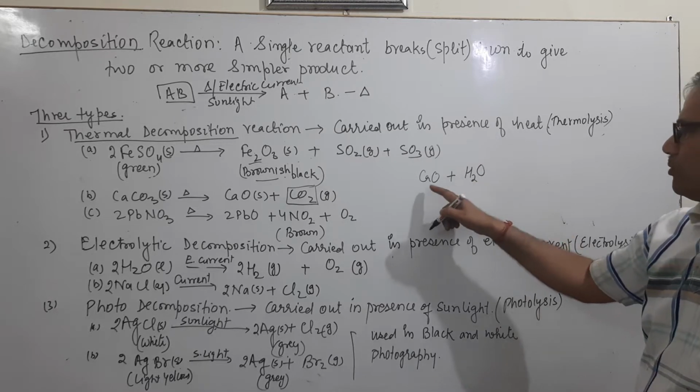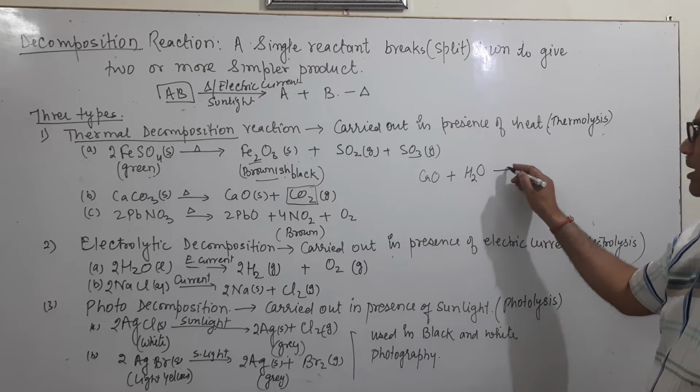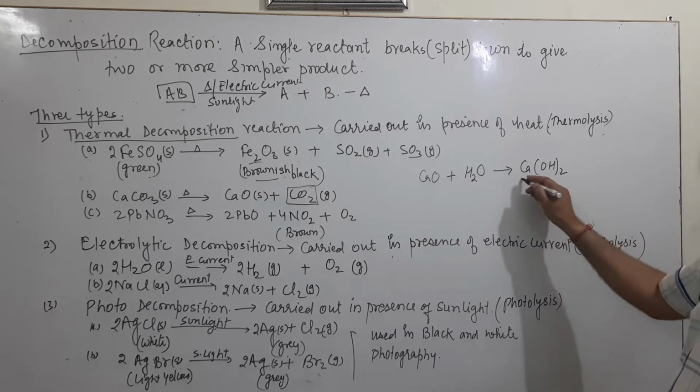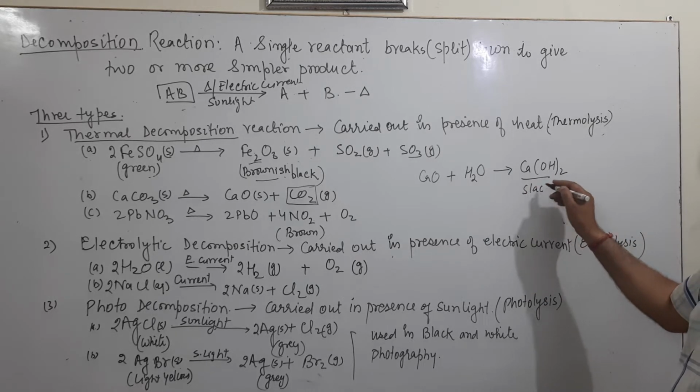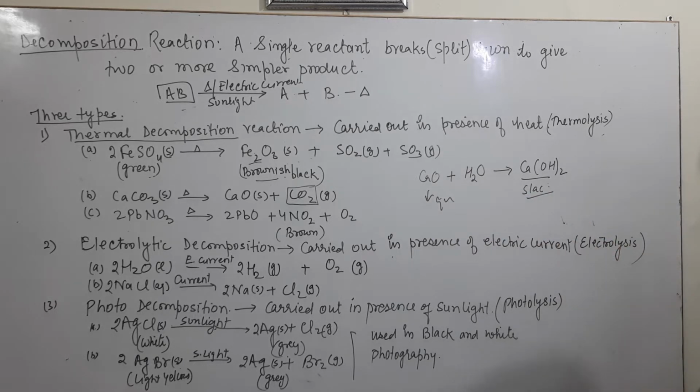CaO plus H2O. You have done this in the combination reaction. Calcium oxide, when it reacts with water, forms Ca(OH)2, which is slaked lime. This is quicklime, and this is slaked lime. I think you have done it.